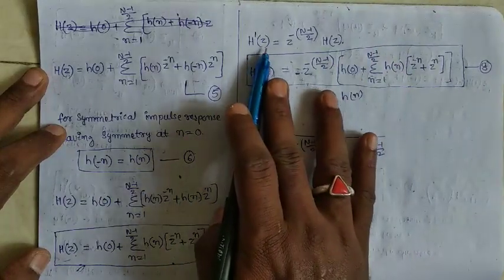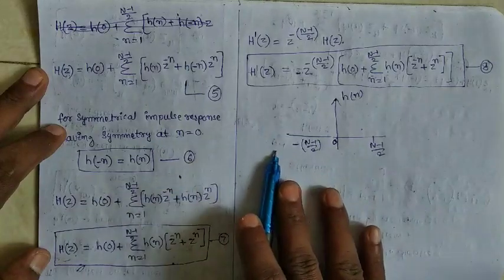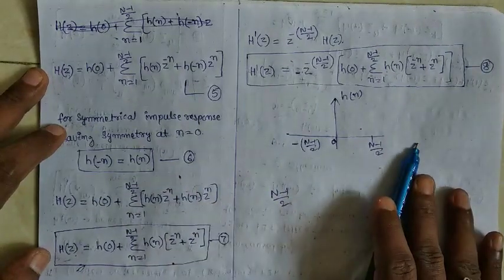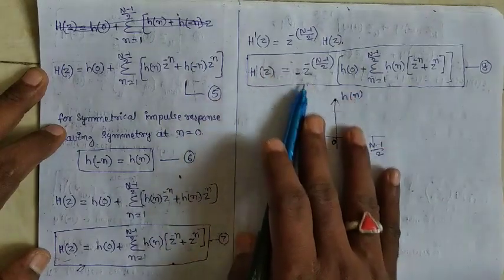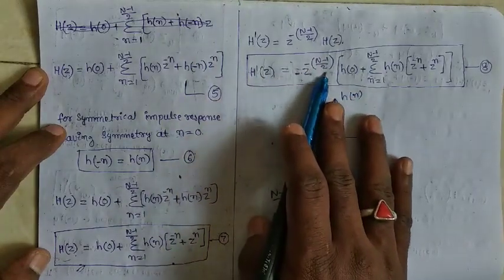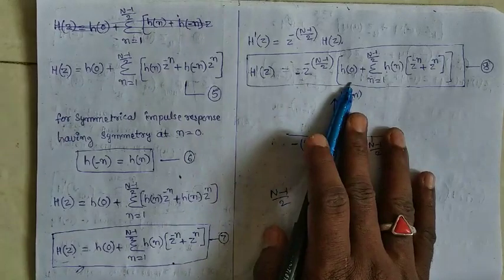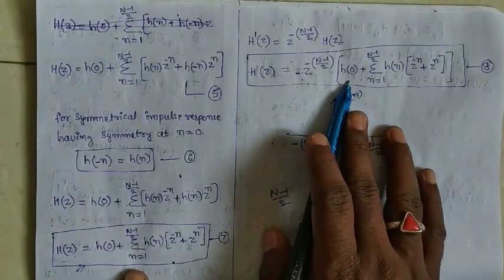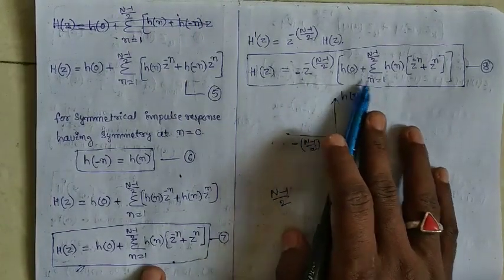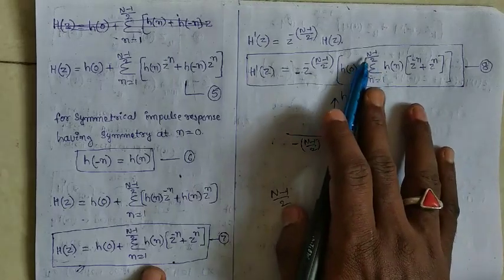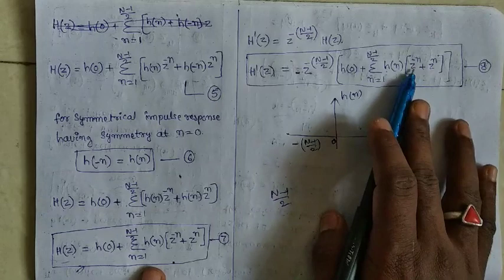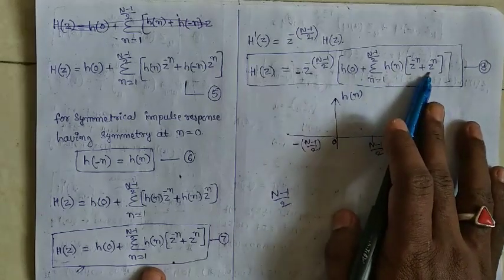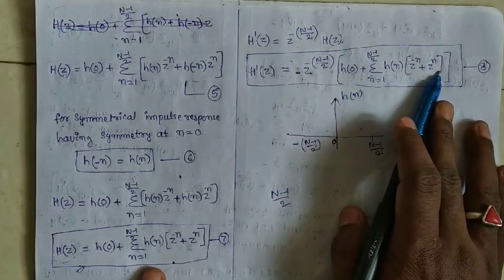Means this H dash of z is defined from 0 to (N minus 1) by 2. Here H dash of z is equal to z power minus (N minus 1) by 2 into H(z) from equation 7. Here H(z) is equal to H(0) plus summation n equal to 1 to (N minus 1) by 2 of h(n) into (z power minus n plus z power n).